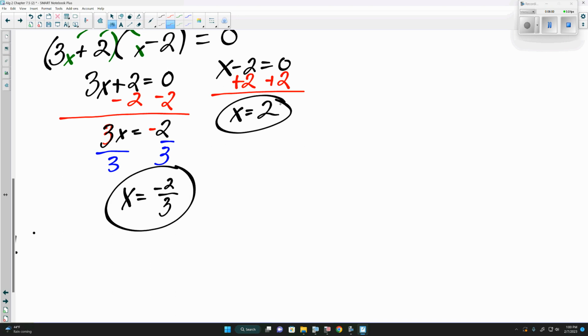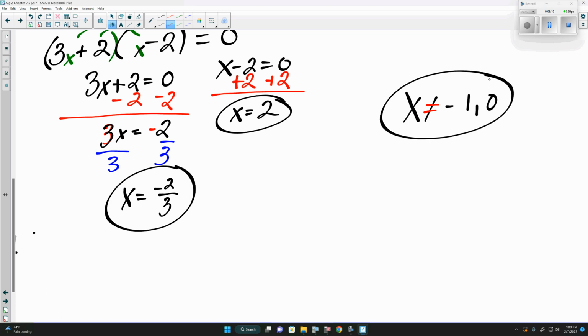And that's it. Now, are either one of these one of our restrictions? No. Because for this one here, we said x could not be negative 1 or 0. It's neither one of these. So those are our two solutions. Questions on this here?